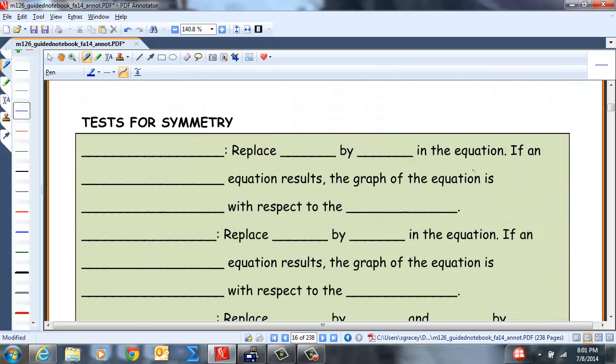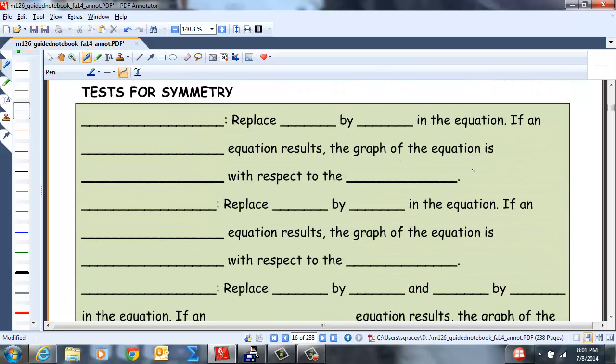Okay. So here's some official tests for symmetry, and this can really aid in graphing. So we'll check it out. If you want to test for symmetry on the x-axis, you replace y by a negative y. If an equivalent equation results, so you get the same thing back, the graph of the equation is symmetric with respect to the x-axis.